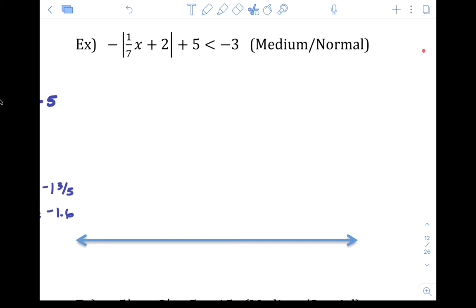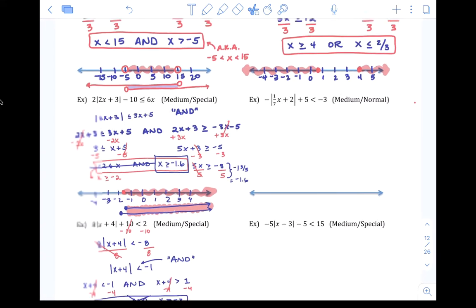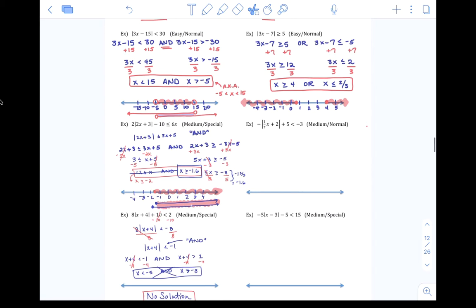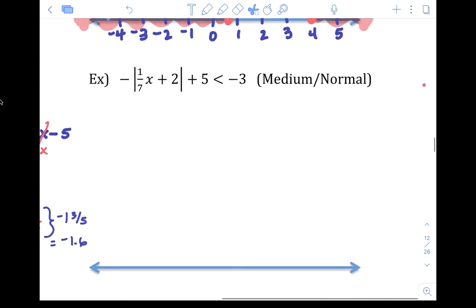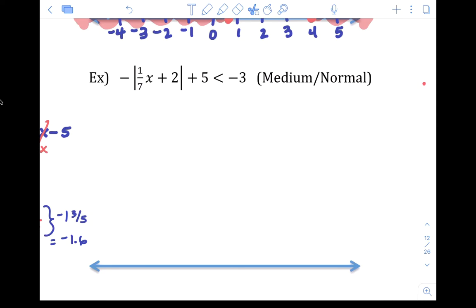Now, in this next example, which is, if you're looking on the page, technically the fourth example, if you're going from left to right as you progress through the page, you see the negative absolute value of 1/7 x plus 2, plus 5 is less than -3. It says medium / normal. The reason why this is normal is because it's going to have a normal OR. And typically the normal ORs, remember I know it's whatever happens, but typically ORs get split and they go in opposite directions.